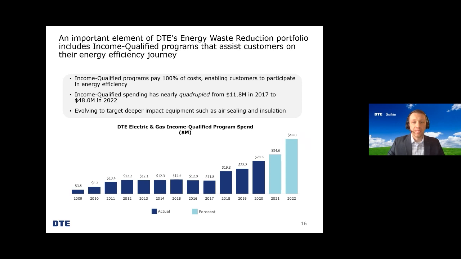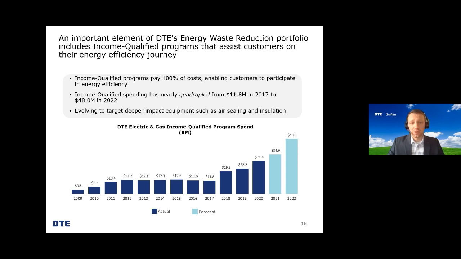An important element of DTE's energy waste reduction program includes income qualified programs. These programs pay 100% of the costs, including the full cost of the equipment and the labor to install the equipment. It also enables customers to participate in energy efficiency that otherwise may not be able to do so. DTE's investment in this area has nearly quadrupled from $11.8 million in 2017 to $48 million in 2022.